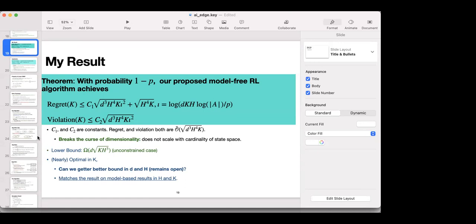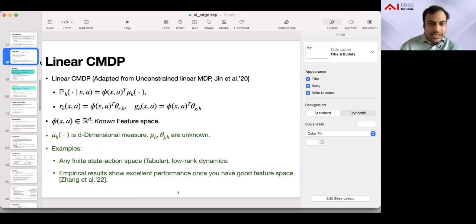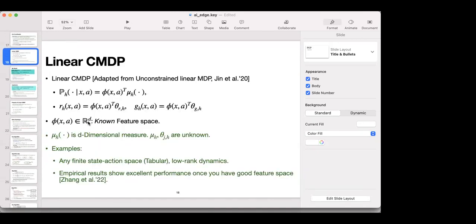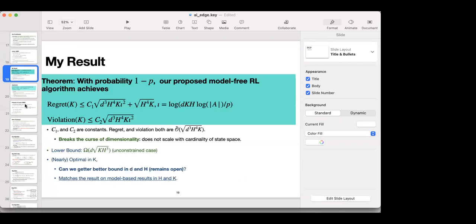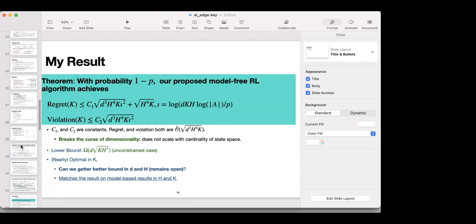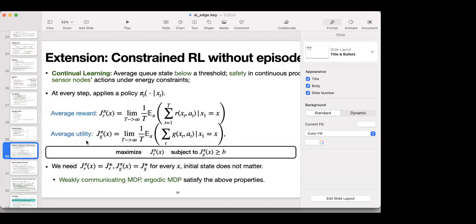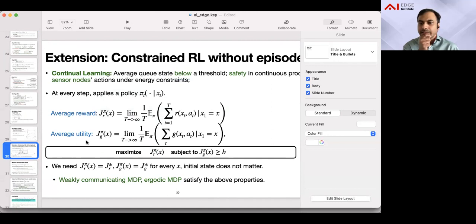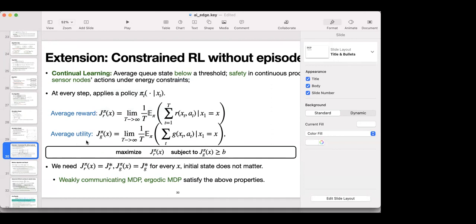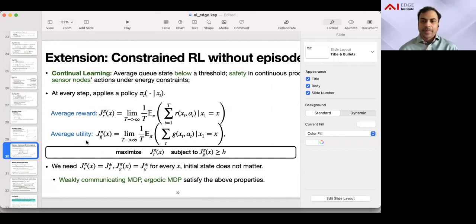I see. Just to be clear, D is the dimension of the feature space? Yeah, D is the dimension of the feature space. Okay, thanks. A second question is, you mentioned you also did work on the average reward case. Is it for a general MDP or also for a linear MDP? It is for linear MDP. Linear MDP, okay, thanks. That'll be all my questions. Thank you.